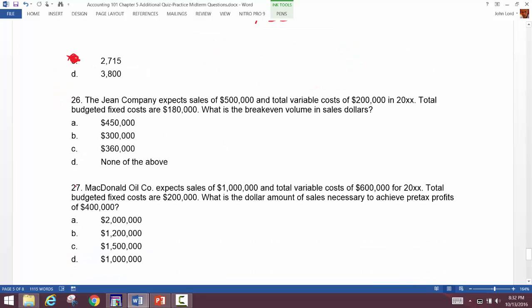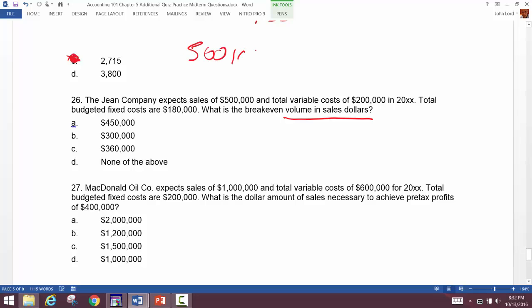The Gene Company expects sales of 500,000, total variable cost of 200,000, budgeted fixed costs are 180,000. What is the break-even volume in sales dollars? If they're asking me for dollars, I know I need what? Contribution margin ratio. Can you give me the contribution margin ratio here? Can you give me the contribution margin?